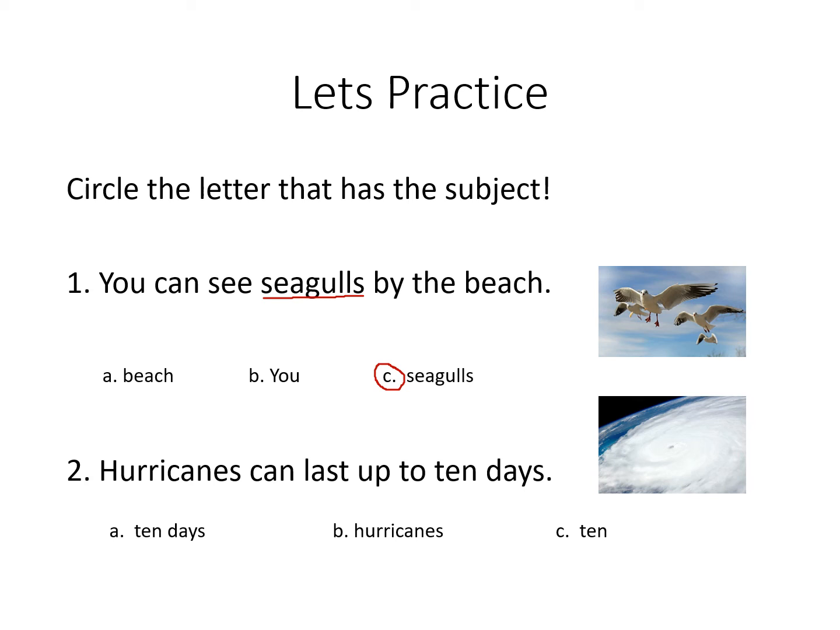Ask yourself, who or what am I talking about? Let's read the sentence again. Hurricanes can last up to 10 days. Well, it's not talking about a person. So what am I talking about? I'm talking about hurricanes. That is the subject of my sentence. And hurricanes is letter B. And that would be the correct answer.